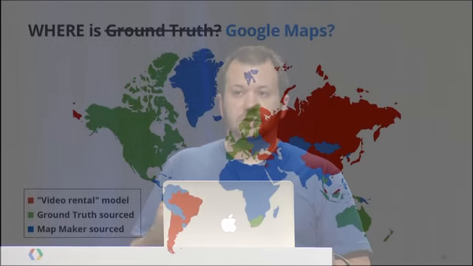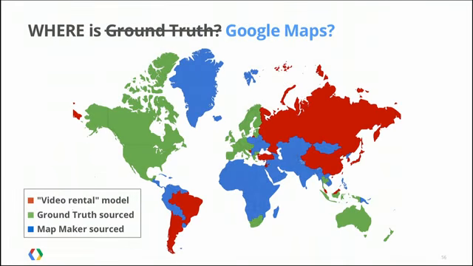It's also worth mentioning that many of the Ground Truth countries have MapMaker launched as well. So in the US, in the UK, in a number of other countries, you can directly edit the data. And it's our intention that wherever we do Ground Truth mapping, we do want to support MapMaker as a venue for users correcting the data.